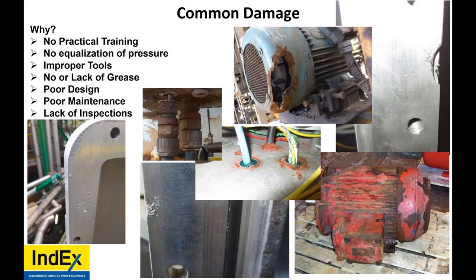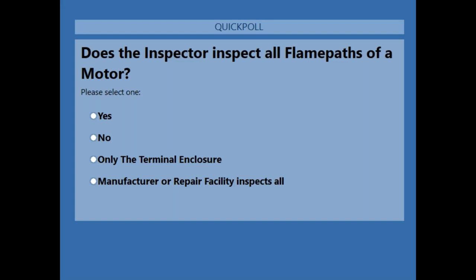Next. Let's ask you a question about that motor we looked at before. Does the inspector inspect all the flame paths? This is multiple choice, but I've made it where you can only select one. So when you think back to the motor and the multiple different types of flame paths, does the inspector inspect all the flame paths? Multiple correct answers, but choose the most relevant answer to you.